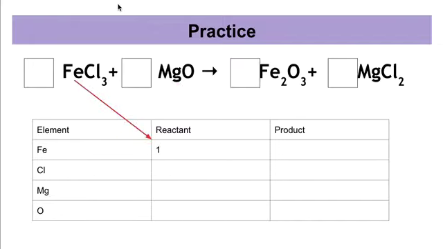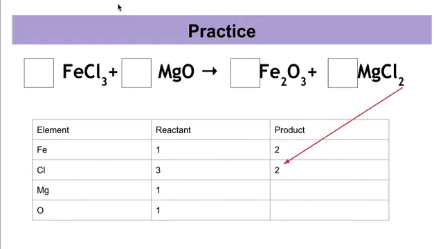There is 1 iron on the reactant side. There are 3 chlorine, 1 magnesium, and 1 oxygen. On the product side, I have 2 iron. Whoops, sorry, I didn't go to the oxygen yet. I go to chlorine next. I have 2 chlorine. I have 1 magnesium, and I have 3 oxygen.